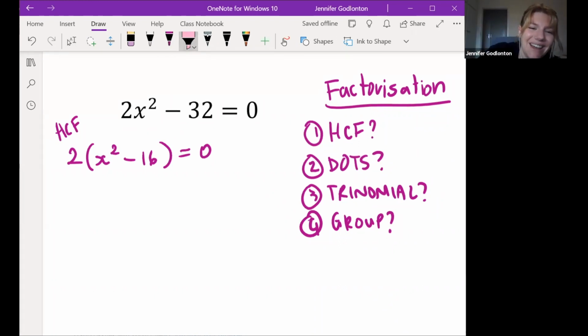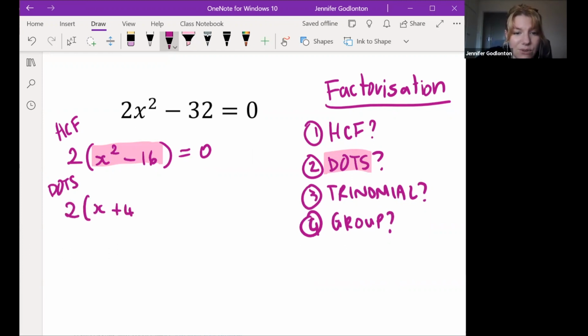Now from here, we have to look at this and we think, well, that's still a quadratic equation. I've done highest common factor. Can I do difference of two squares? Yeah, I can. So we're going to factorize further by doing dots. So we're going to have our 2, and this is going to become x plus 4, x minus 4, and that is equal to 0.